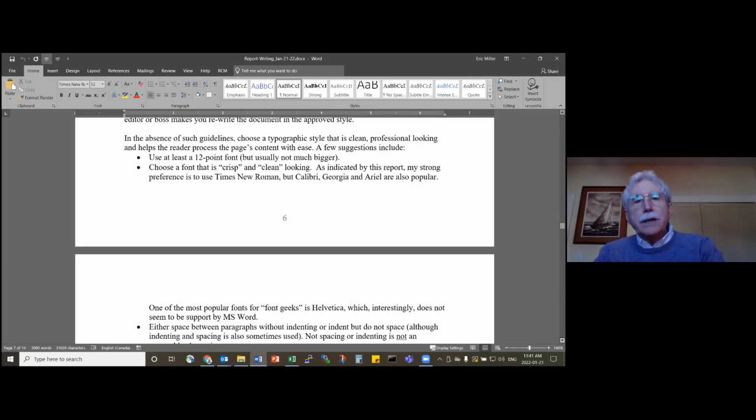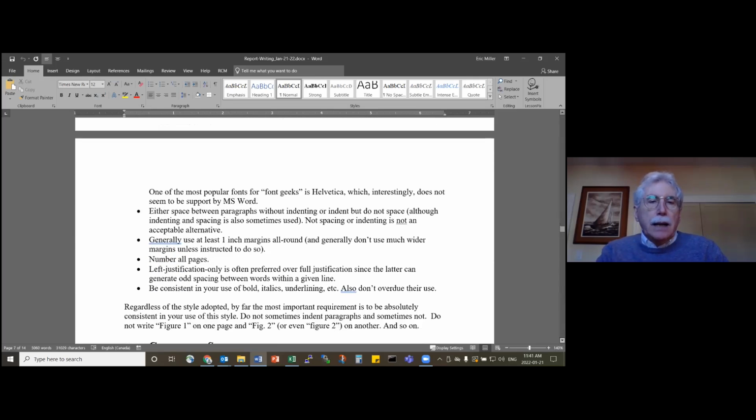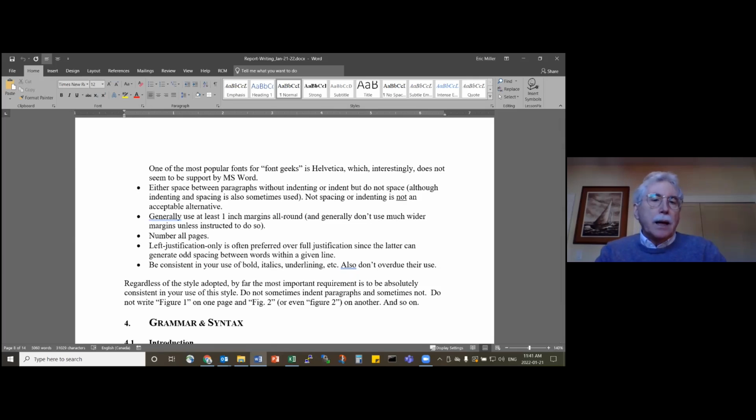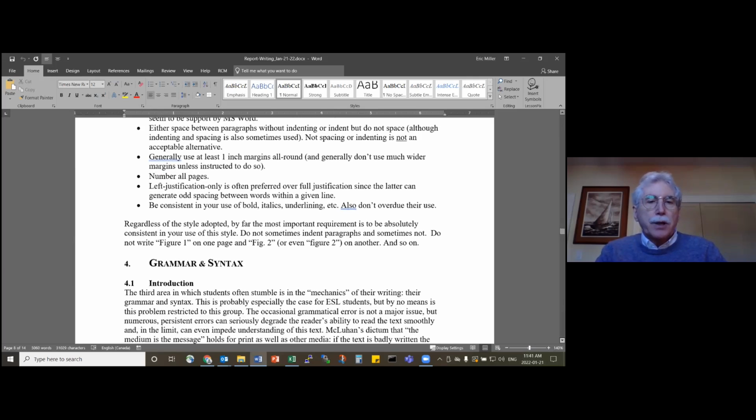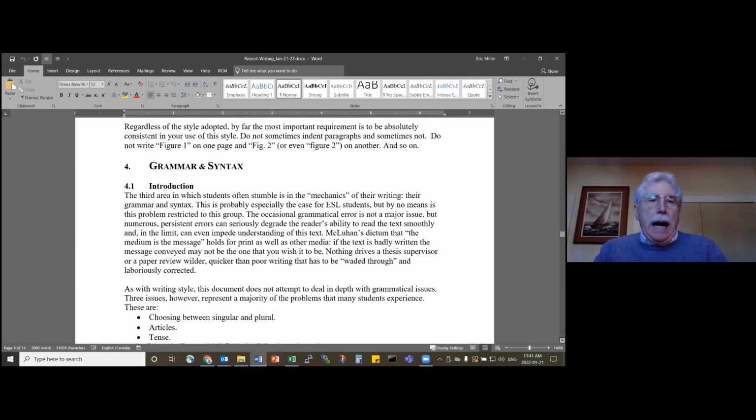Again, how you present on the page, in terms of font size and font type, is useful, but there are many possibilities there. Paragraph spacing: you can see my preference is no indent and a space between paragraphs, or you could indent, in which case you probably don't need a space. But again, be consistent and make it easy for people to see the organization of paragraphs. Grammar and syntax.